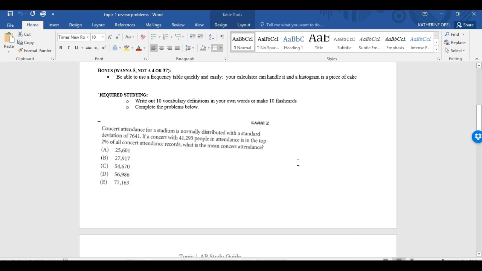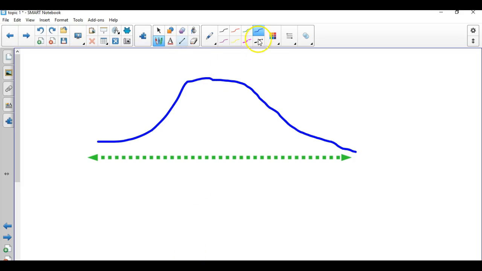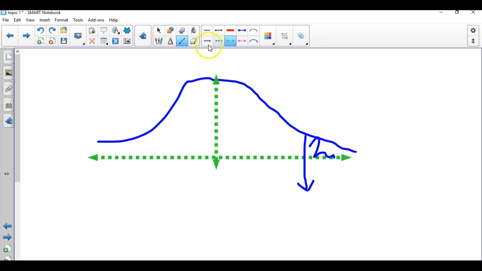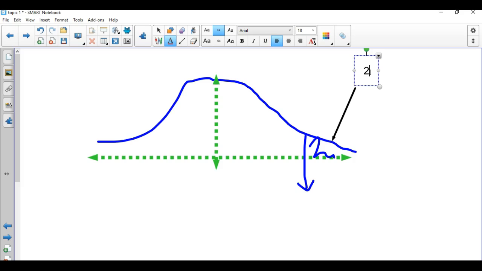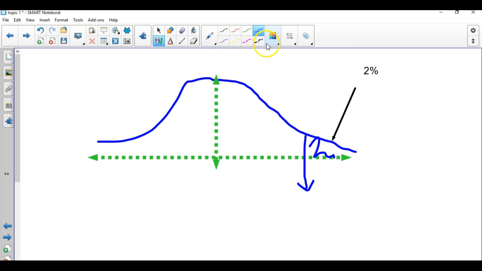I know, though, that I have 41,293, and I know that that's in the top 2%. So that's above my mean. Okay, so I'm going to mark my mean. And then the top 2% is over here somewhere, and that's this area. This we know is 2%, which makes the rest of the area 98%. Okay, so that's all this area.